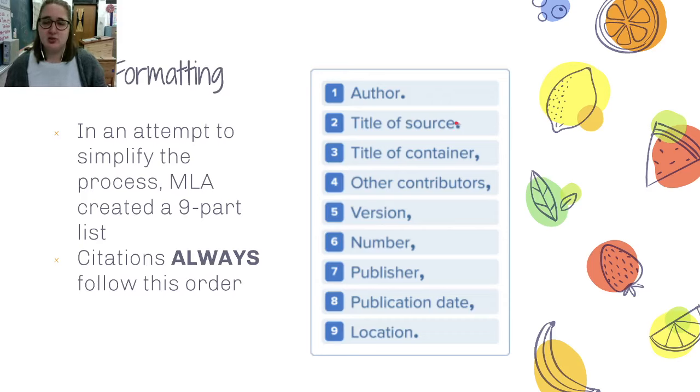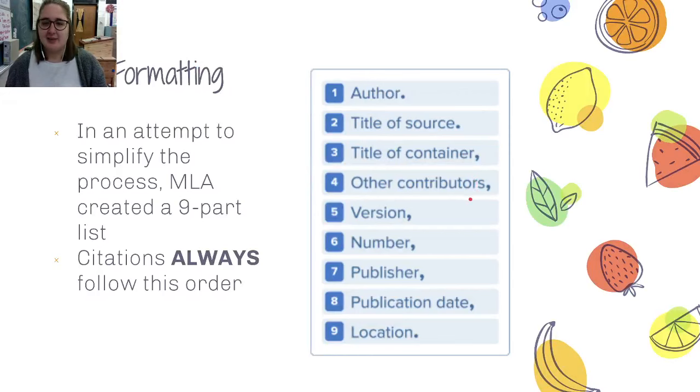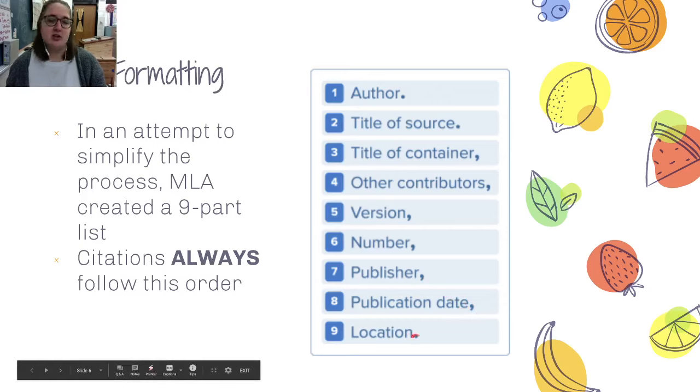You can also get titles of sources, with a period at the end, then the title of the container. I'll go over each of these as we go, but just bear with me. Then other contributors, a version number, like I'm on the 8th edition of MLA, a number like a volume number, a publisher, who published it, a publication date, when, and then where did you find it, or where can I find what you're talking about? That'll look different depending on the type of citation you're using.